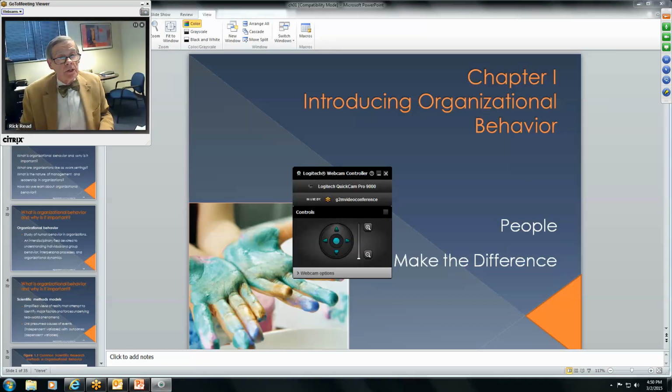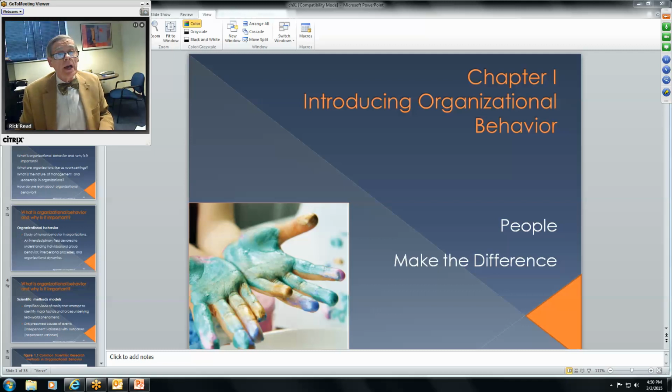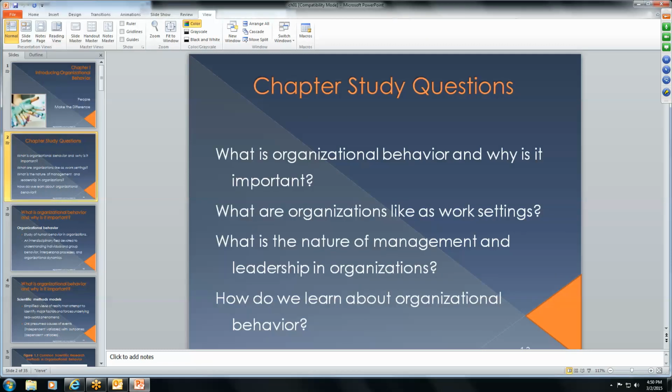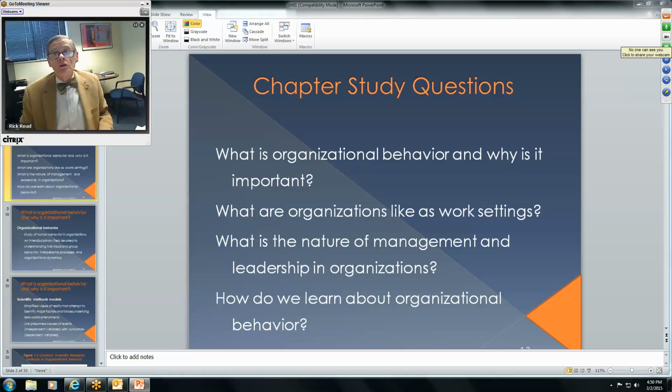So we have here introduction to organizational behavior. And we're going to try to, as we go through this hour, answer these questions. What is organizational behavior? Why is it important? What are organizations like as work settings? What is the nature of management and leadership in organizations? How do we learn about organizational behavior?